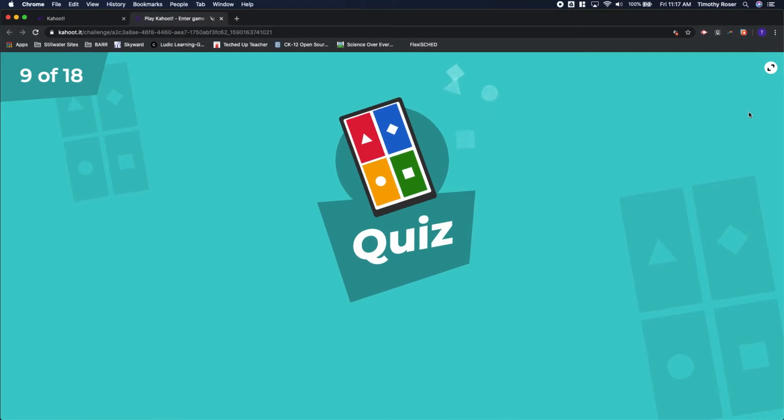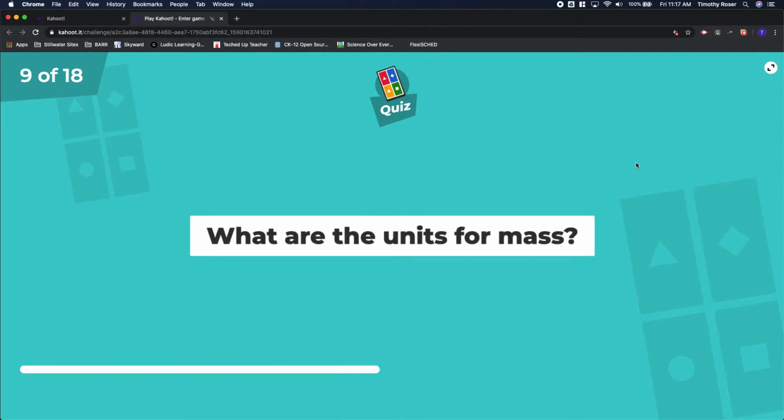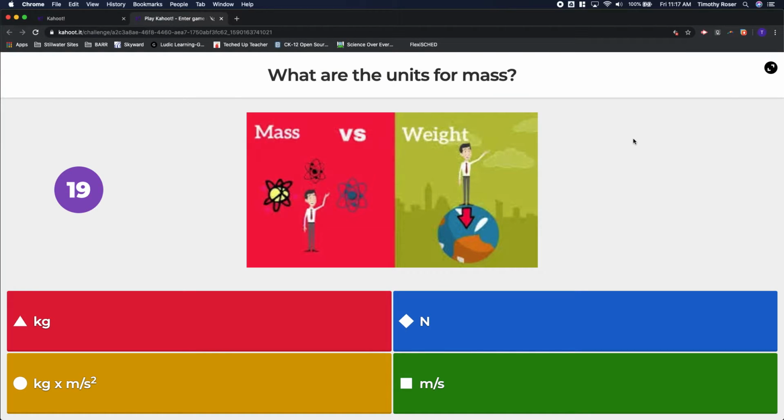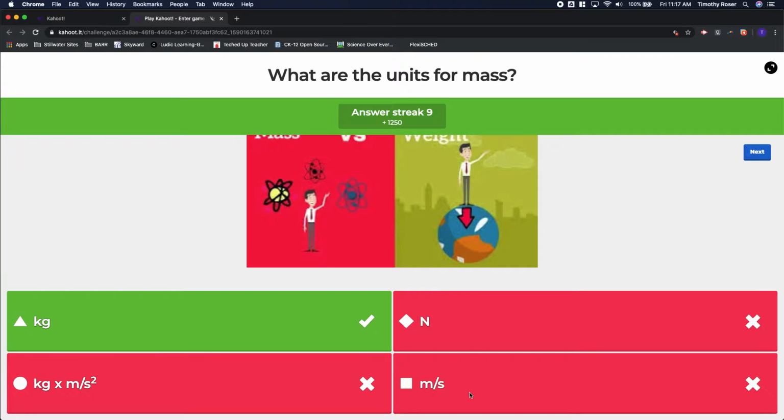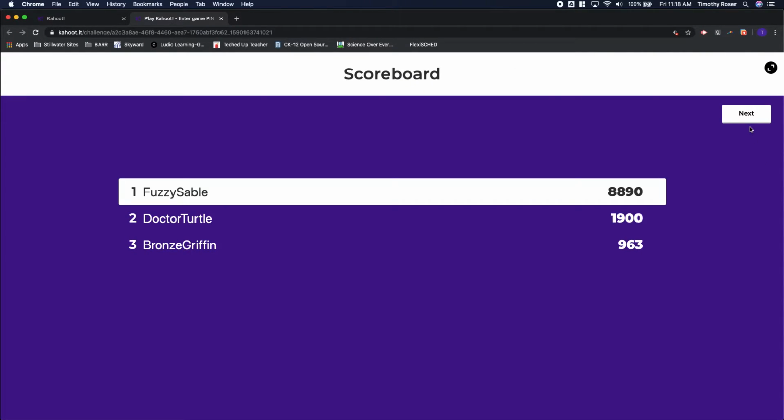Next, what are the units for mass? So remember that mass is the amount of matter in an object, and it is not a force. So this is actually going back to one of our original units, and that would be kilograms. Newtons is a force, meters per second is a velocity, and kilograms times meters per second squared is a force. We'll get to that in a second, though.